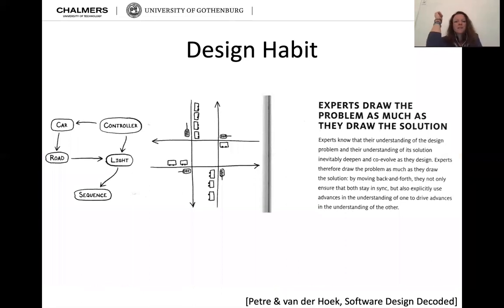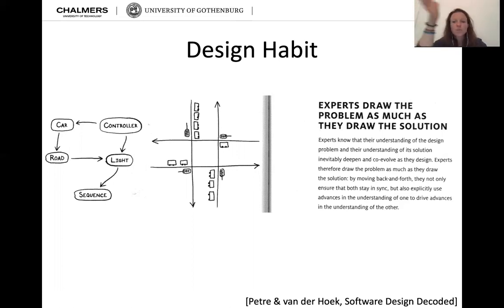Which brings us to the design habit for today. So remember the last one, keep the essence, focus on the essence. That was the last one we talked about. This one here is about the problem domain. It says experts draw the problem as much as they draw the solution. Because experts know that their understanding of the design problem and their understanding of its solution inevitably deepen and co-evolve as they design. The experts therefore draw the problem as much as they draw the solution.